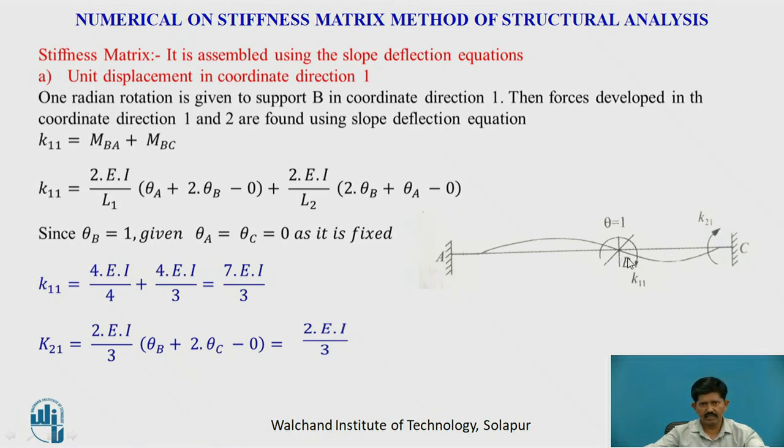So in this coordinate direction 1, we will give a unit displacement. So this is the deflected shape of the beam. Then we will find the forces developed in the direction 1 and 2. So when we give a unit rotation here, we will find out the forces developed in this direction 1 and in this direction 2.